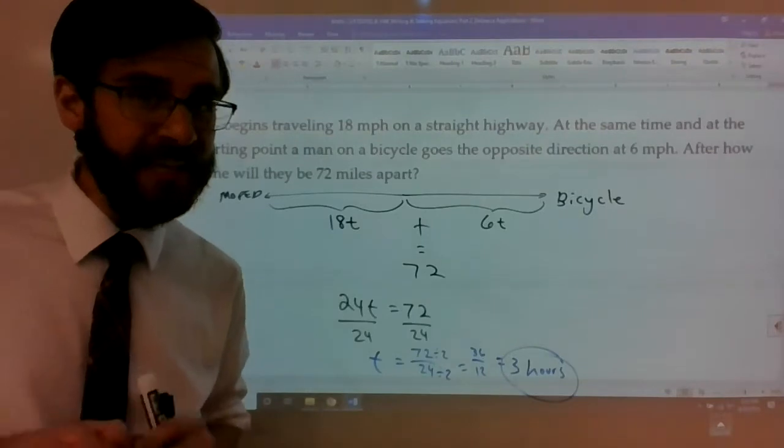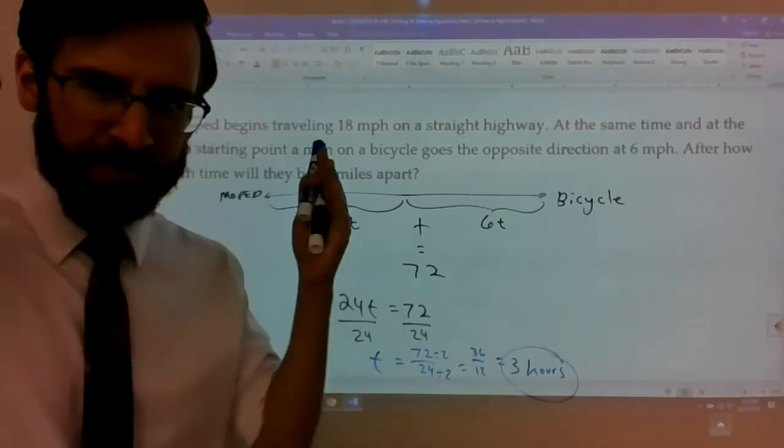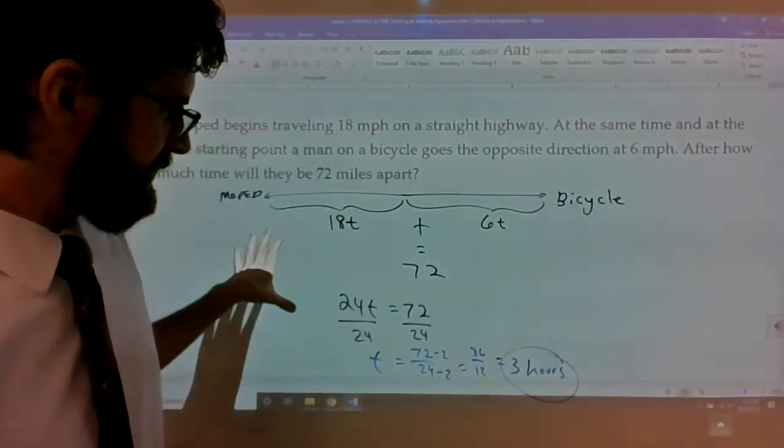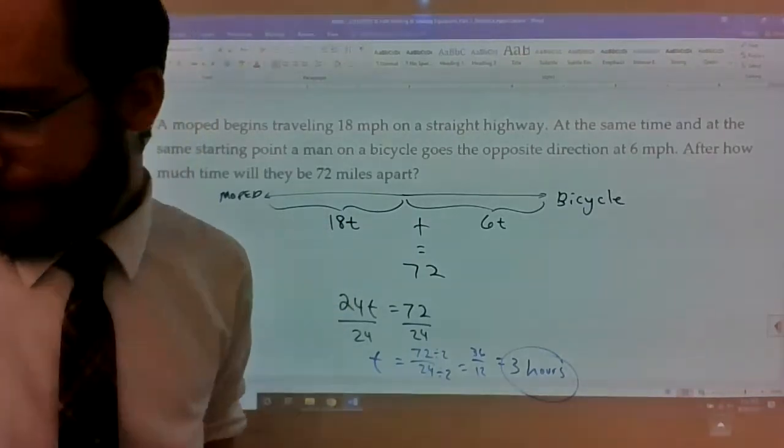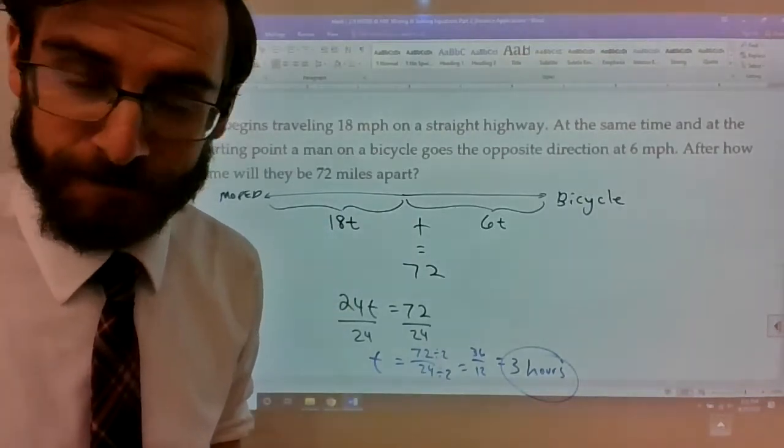So far, pretty easy equations to solve. You just have to have the presence of mind to be able to put it together. Now, number 3 is different.